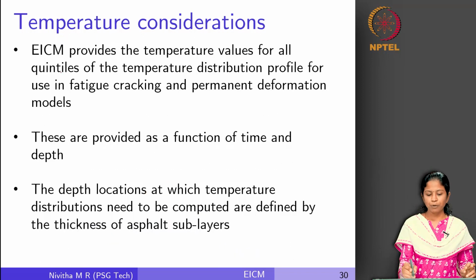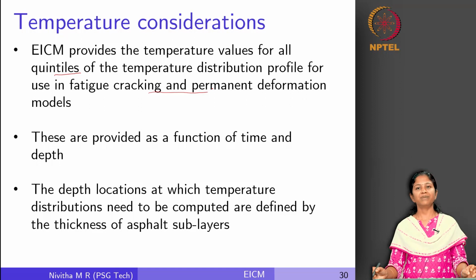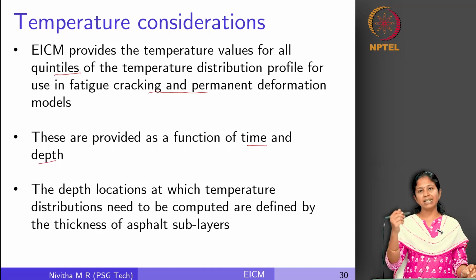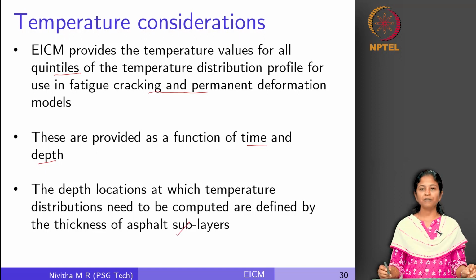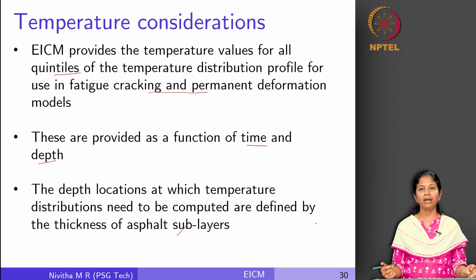Now, it provides values for all the quintiles, and that is used in the fatigue cracking and permanent deformation models when and where the temperature of the asphalt layer is required. This is provided as a function of time and depth. For each sublayer this is done, and it is done continuously over the analysis period. The depth locations at which temperature distribution has to be computed are defined by the thickness of the sublayers. Like I told you, this MEPDG procedure has a standard guideline for how the sublayering will be carried out.